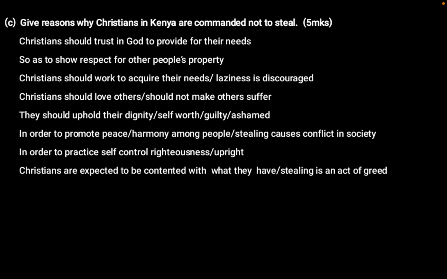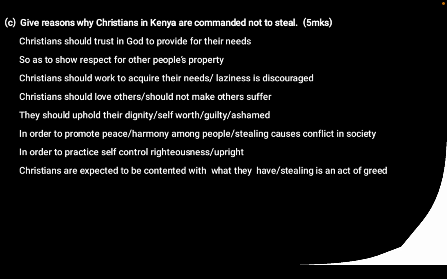They should uphold their dignity. So as to show respect for other people's property. In order to promote peace and harmony among the people. To practice righteousness or self-control. They are also commanded not to steal because Christians are expected to be contented with what they have. So I told you, if you ask what Christians, you say Christians should, or you say they should. That is how your answers should start.